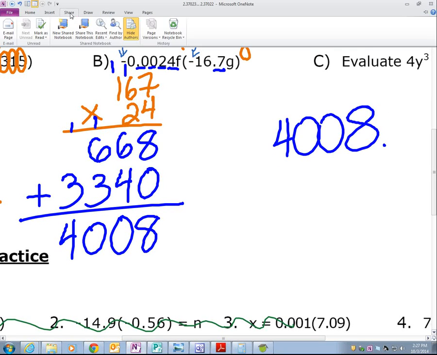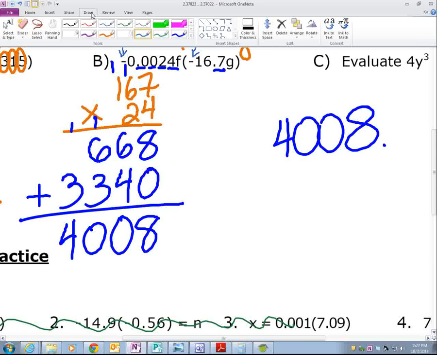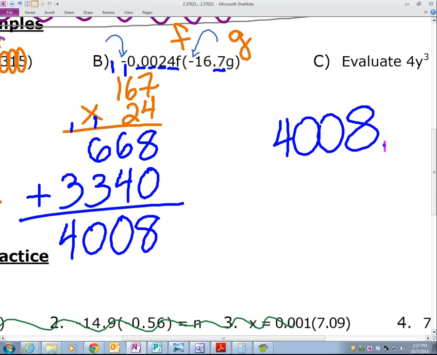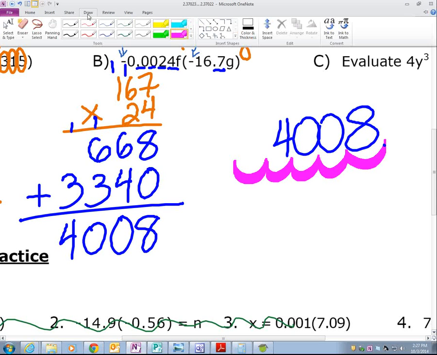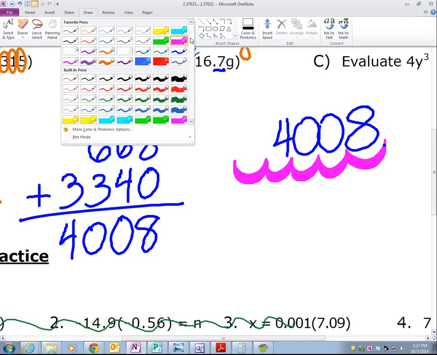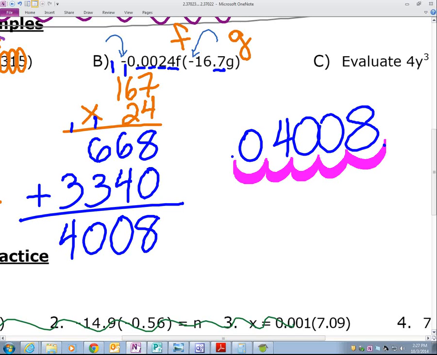Oops, that's not the same color I was using. So we have, starting here, 1, 2, 3, 4. Uh-oh. Yes, we need to move it over here because there's a placeholder. We need to use 0 as a placeholder as it says above. Boom. 0.04008. And we're done, right?